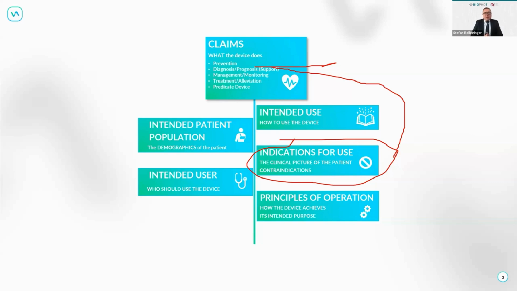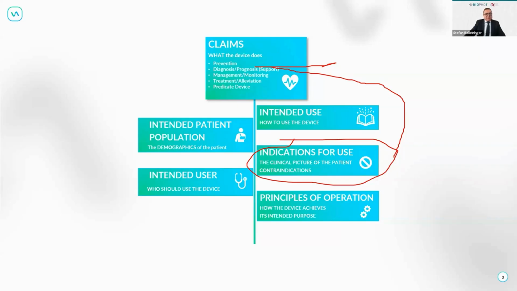That's one of your first things you need to decide. Do you go for an indication? Do you go with a medical device claim? If not, the regulations are simply not applicable. Easy for you. If yes, then you are in the medical device area, and then all the other things like the patient population, the user, and the principles of operation come into account. So that is the next step.